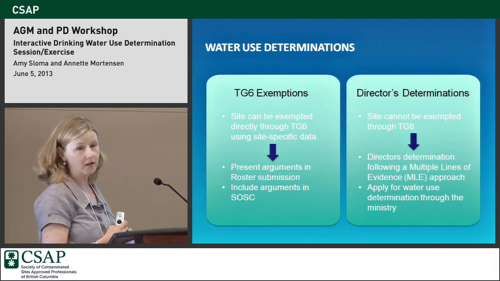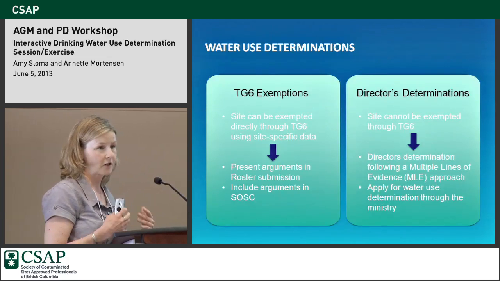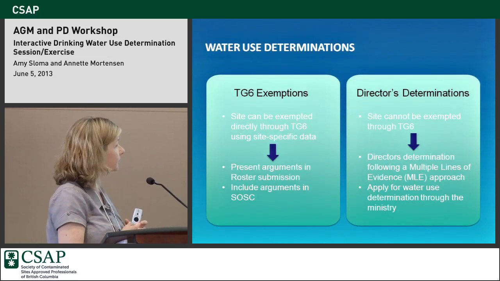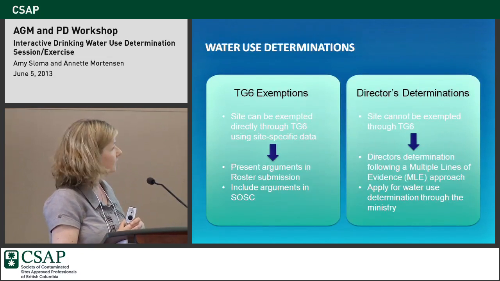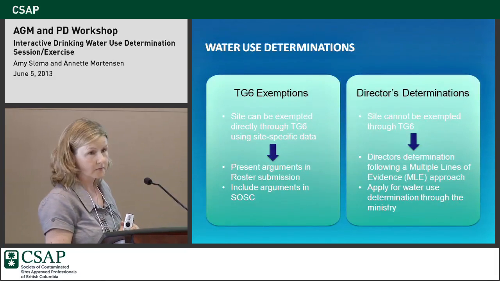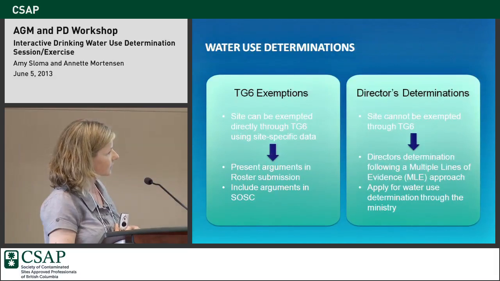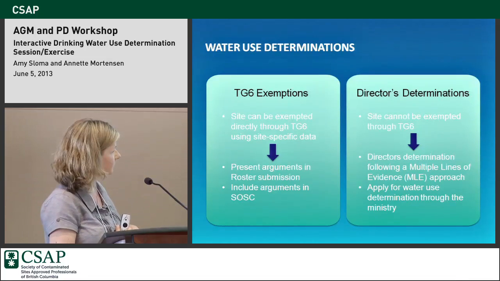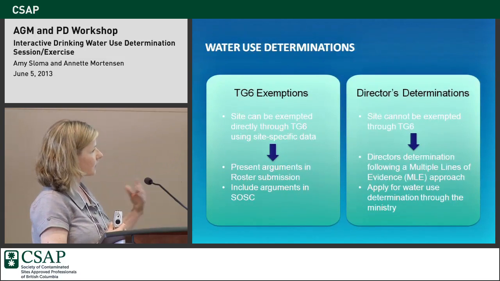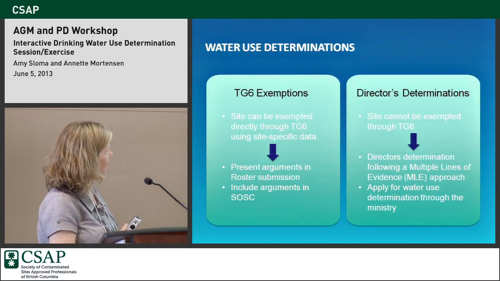So, sites that cannot be exempted through TG6. Maybe you don't have site-specific data, or maybe you have a problem exempting your shallow aquifer because it's slightly bigger than the 2 meters that are now the new criteria. But you still feel that drinking water should really not apply on your site. You can apply for a director's determination. So here you apply with the ministry, and we have put up a guideline with our multiple lines of evidence approach. And I'll get back to that in a couple of slides too, explaining that. So here, you apply with the ministry for water use determination, and we will grant it or not.